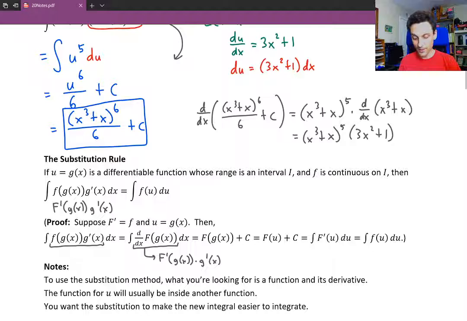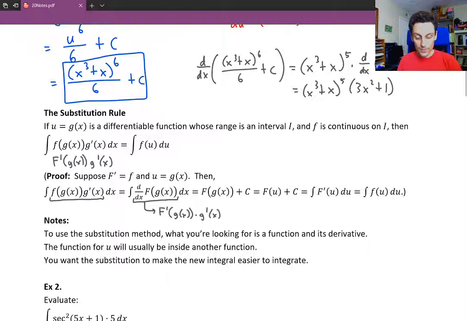So we got from the left side of the substitution rule to the right side of the substitution rule, which means that we can take this step. As long as we find this inner function, g of x, and replace it with a u, and we also have the derivative of that inner function with the dx, and replace that with a du, then we're okay.